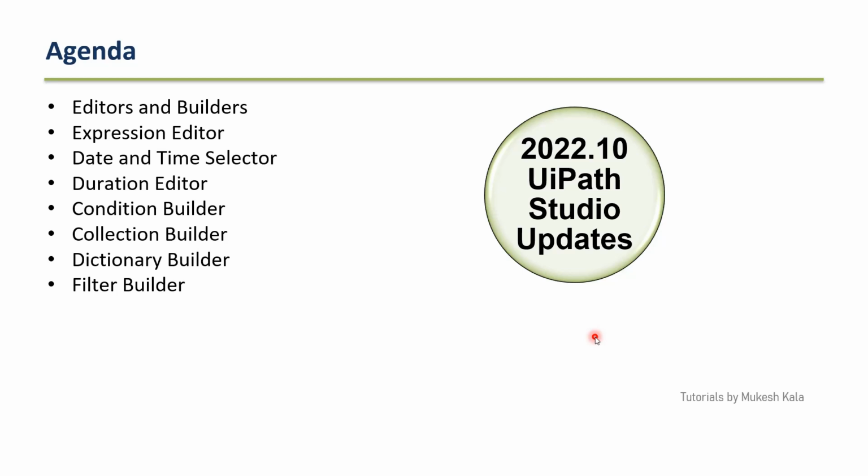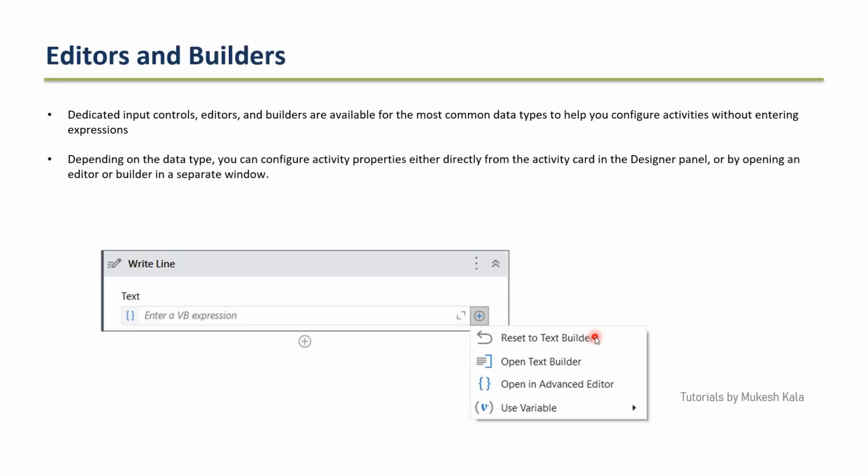So let's get started by looking at the first topic for today, which is called editors and builders. With the recent update in UiPath, dedicated input controls, editors and builders are available for the most common data types to help us configure the activities without entering expressions. This might sound a little tricky, so we are going to simplify that for you when we go to UiPath Studio. As of now, just remember, depending on what kind of data type I am using, I can directly configure the activity in the designer panel, and I have multiple options available.